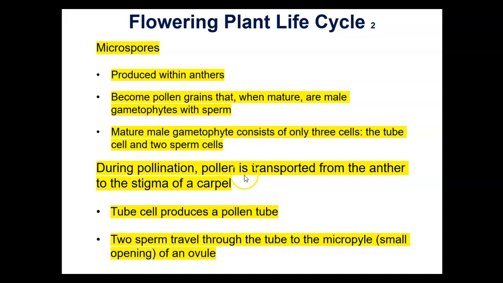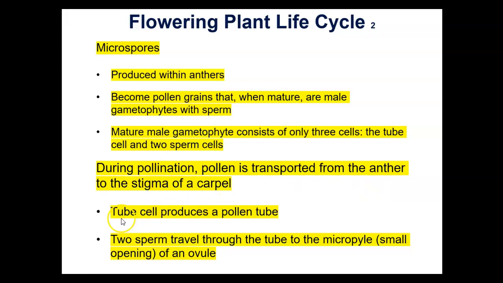Okay. The mature male gametophyte consists of 3 cells, a tube cell and 2 sperm cells. So the tube cell is going to be for forming the pollen tube, and then the sperm are going to fertilize the 2 different important cells in the embryo sac, the egg cell and the 2 polar nuclei. Okay, so pollen is transported from the anther to the stigma of the carpel.